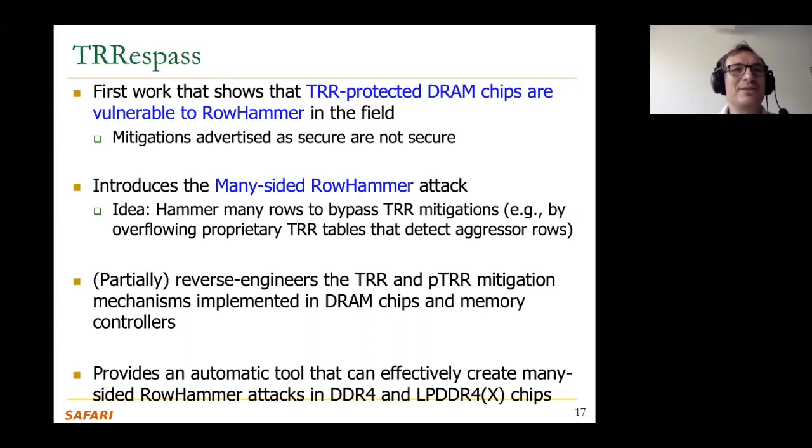So you clearly don't want to do this manually, but have an automatic tool that automatically tries to hammer a bunch of rows. Of course, it needs to select the rows intelligently such that they map to the same bank, in fact, the same subarray. And then it sweeps the space such that it finds an n-sided hammer pattern where n is good enough, right? It could be, as you will see in the results, as many as 19 rows that you need to hammer to overflow these internal protection tables and as a result cause bit flips in real DRAM chips that are supposedly protected. Okay.